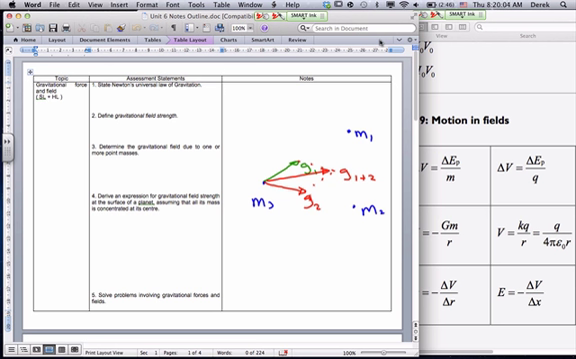You would work out this g1 using the formula big G M1 over R1 squared, and g2 would be big G M2 over R2 squared. Once you've worked those values out, you would add the g1 vector and the g2 vector. They're at different angles, so you would complete the parallelogram and get your combined gravitational field strength.